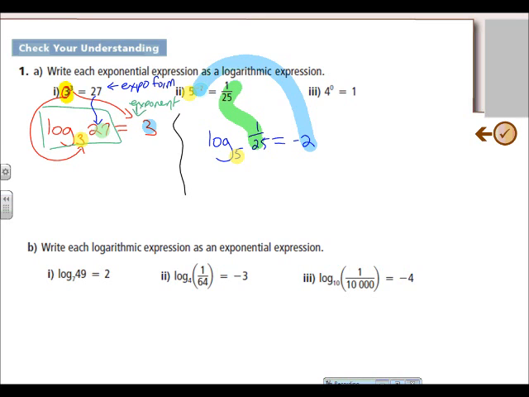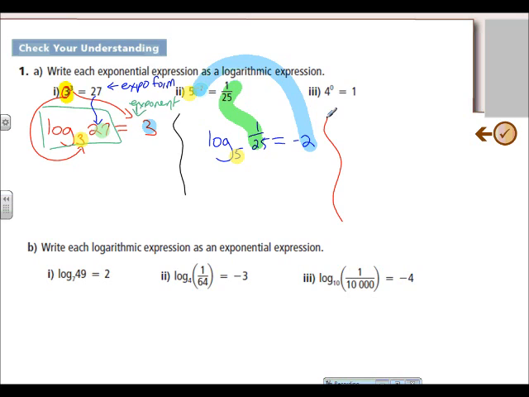So the 5 and the 125 were on opposite sides before. Now they're on the same side of the equation. The 5 and the negative 2 were on the same side. Now they're on opposite sides. And we know that 4 to the 0 is equal to 1.